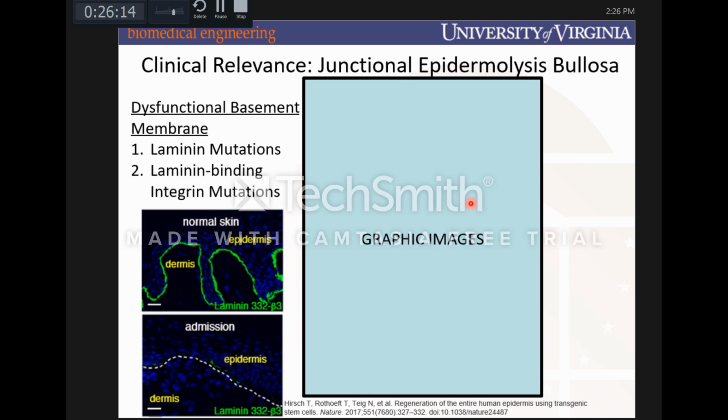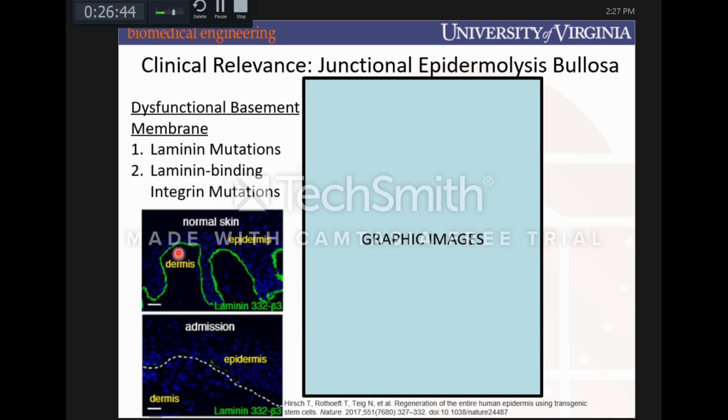Exactly. And bullosa just means essentially boils or blisters. It's not a fun disease. And junctional refers to a very specific cause of the disease, which is the inability of the epidermis to adhere to the dermis because of deficiencies in the basement membrane. And it's caused by two things: the laminin itself being mutated, or integrins, which we'll talk about later, are what cells use to bind to laminin and other ECM components.